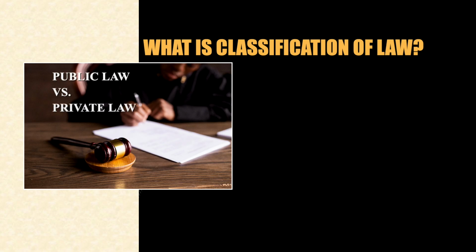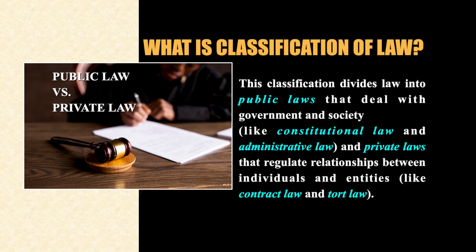This helped in organizing and understanding the various branches of the law. Here are some common classifications of the law. Public law versus private law. This classification divides the law into public law, which deals with government and society, like constitutional law and administrative law, and private law, which regulates relationships between individuals and entities, like contract law and tort law.